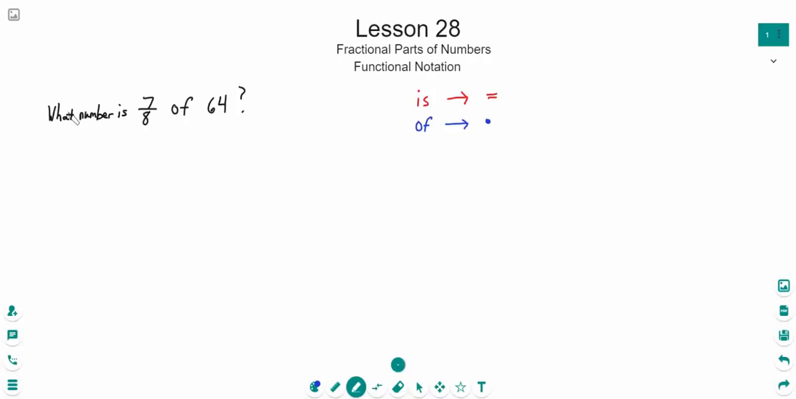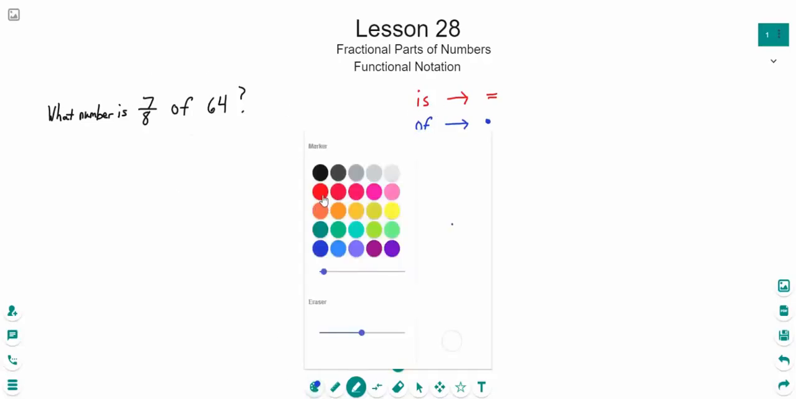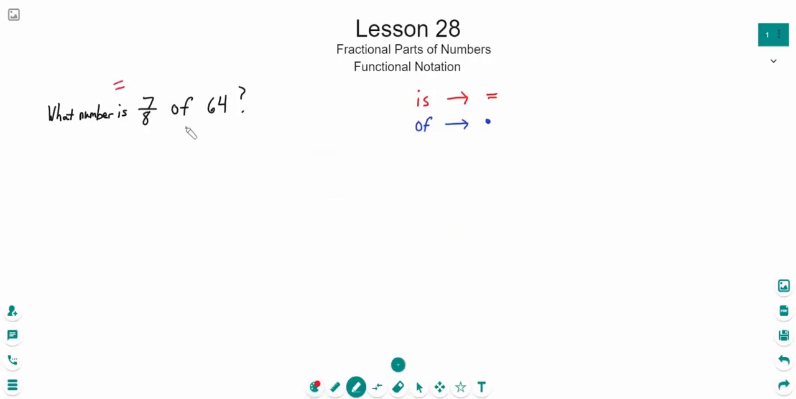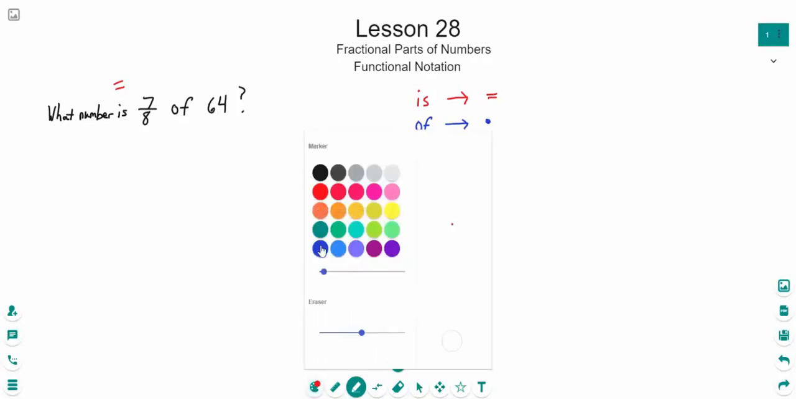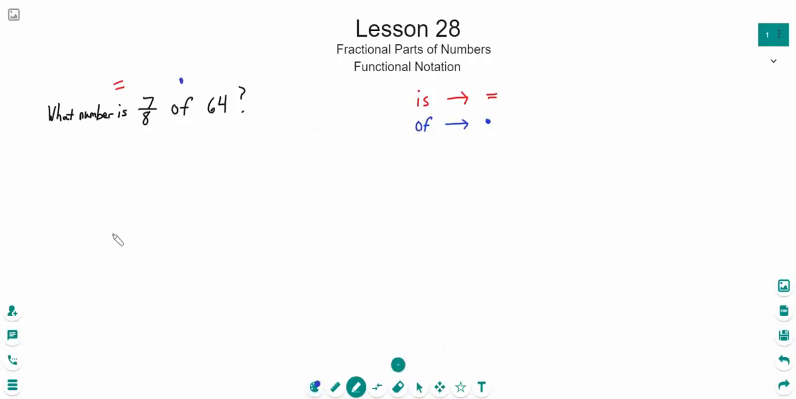Looking at this, we have: what number is 7/8 of 64? If you think of it in terms of these clue words, we see "is" here, and that represents an equal sign. Then we see an "of" here, and that represents multiplication. You might ask, what are we looking for? We're looking for this, the "what number." We don't know what this number is. That's the question mark. What number, or equals, 7/8 of, or multiplication, 64?